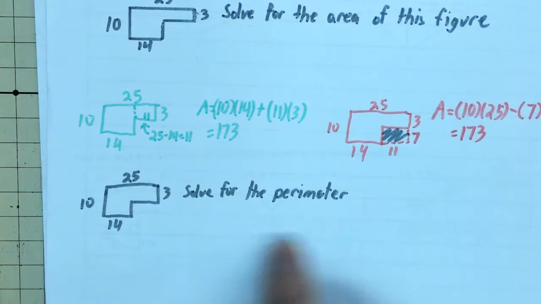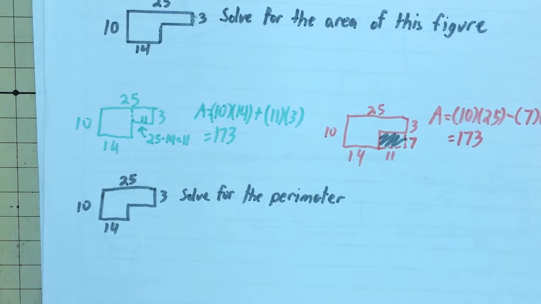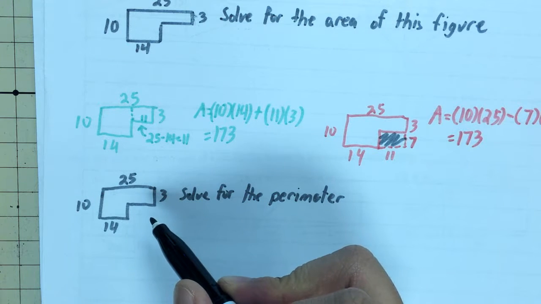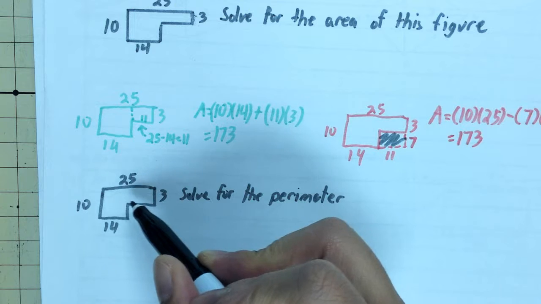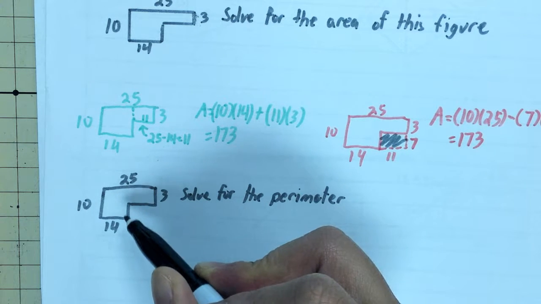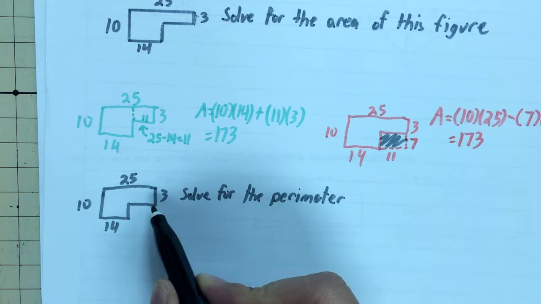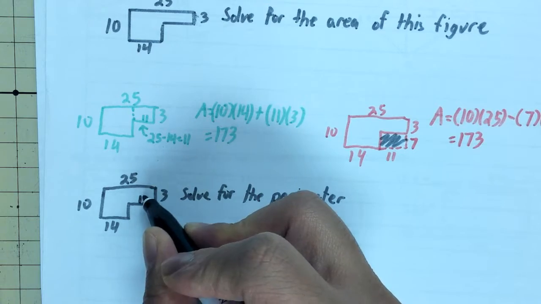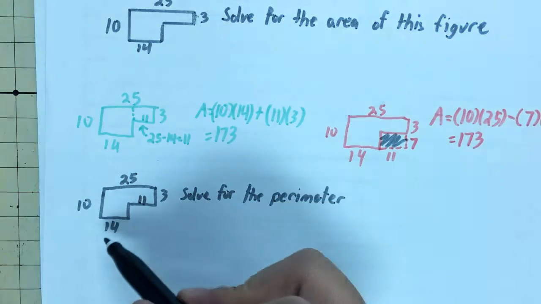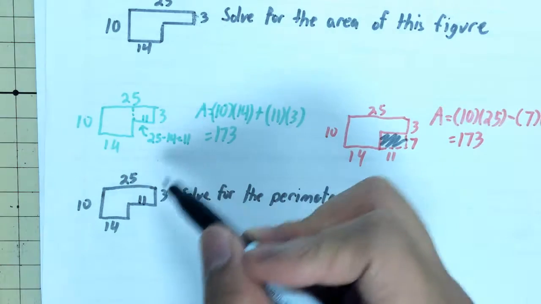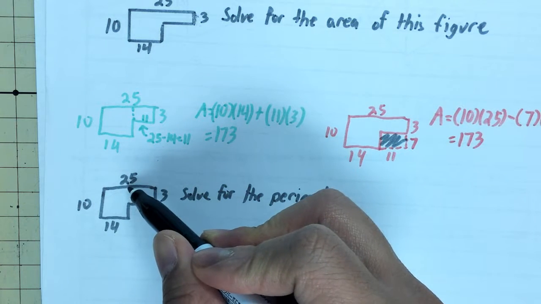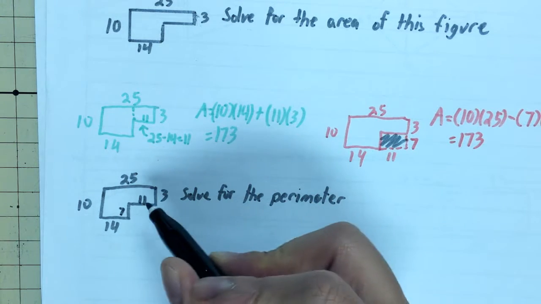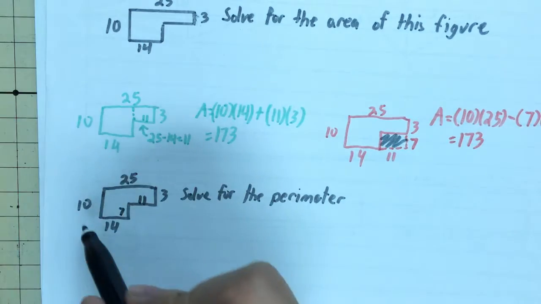Last question, solve for the perimeter. Perimeter is adding up all the sides. So, over here we are missing this side and this side right here. Up here again, from here to here is 14, so here to here must be 11. 14 and 11 to make that 25. Right, then we have from this point to this point is 3 right here, which means down here is 7. 3 plus 7 to get that 10.